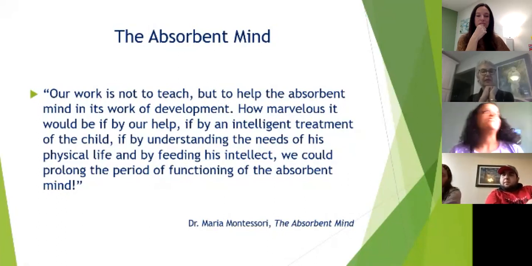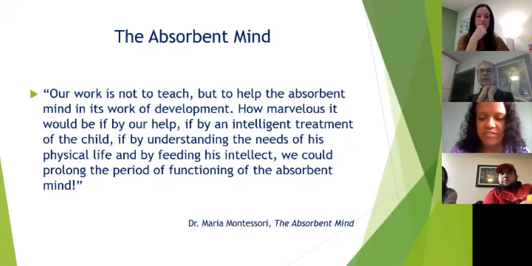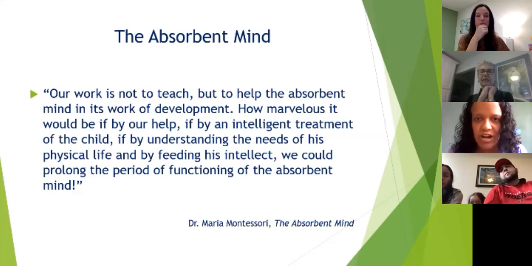rather than simply teaching a child, saying, okay, do this, then do this, what if we can show for them, what if we can model for them these different things in such a way that it builds upon their natural curiosity and their natural intelligence.